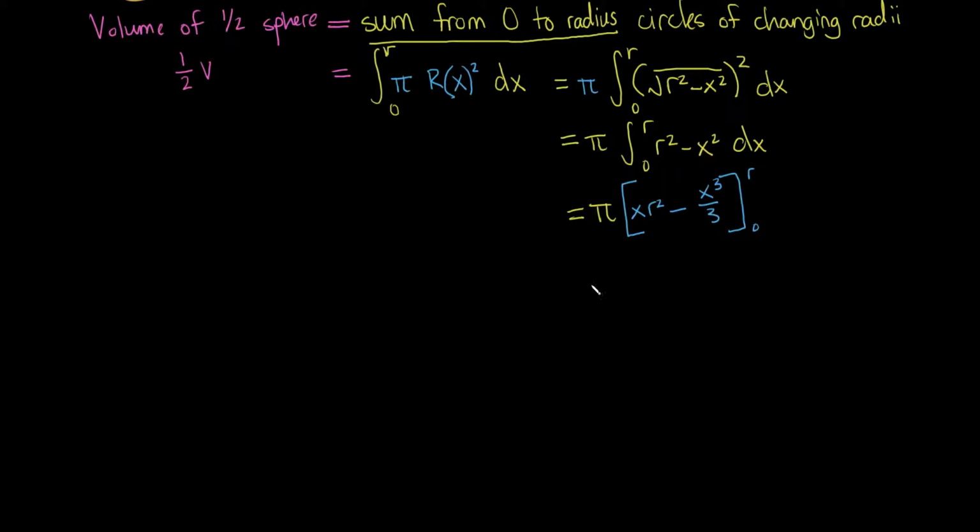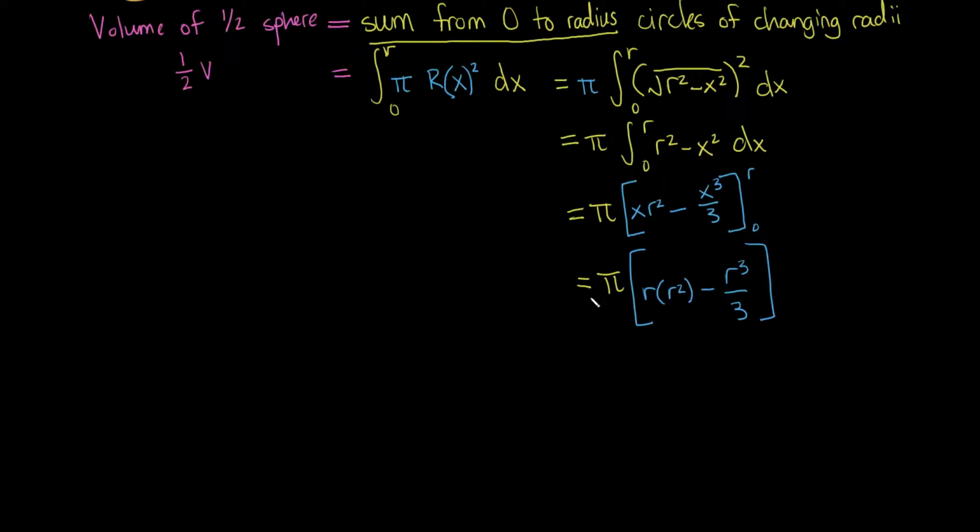And what is this? Well, this is just pi. And then if we plug in 0, we have an x in both of these, so we know that the 0 term won't matter. So let's just plug in the r. We're going to have r times r squared minus r cubed over 3. And then again, the 0 term doesn't matter because we're just going to multiply everything in here by 0. It's all going to go to 0.